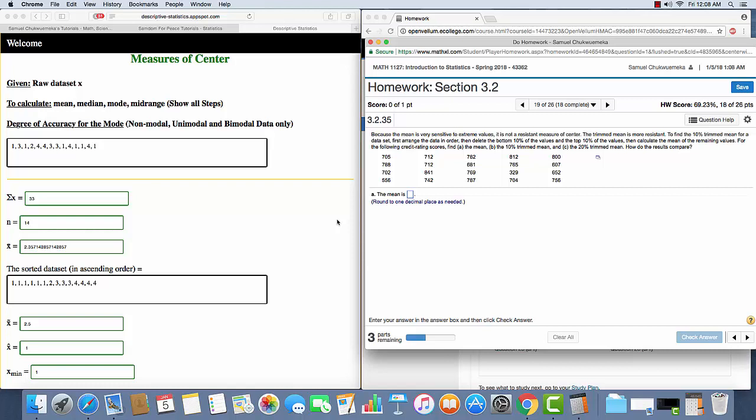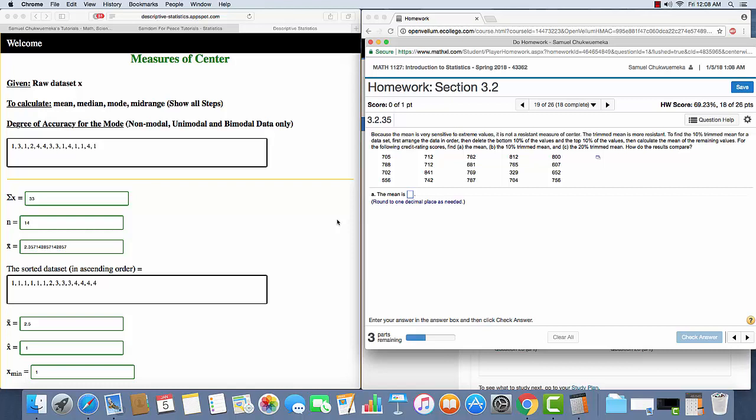To find the 10% trimmed mean for a data set, first arrange the data in order. Then delete the bottom 10% of the values and the top 10% of the values. Then calculate the mean of the remaining values. For the following credit rating scores, find the mean, the 10% trimmed mean, and the 20% trimmed mean. How do the results compare?